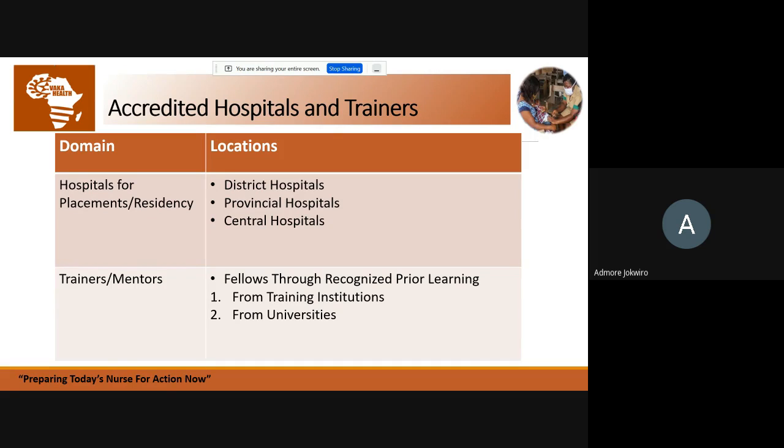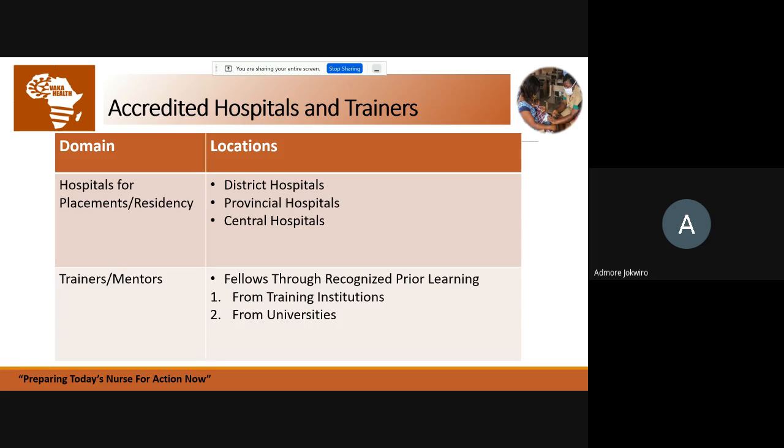You may be asking again, where are some of those accredited hospitals going to be? So some of them are going to be district hospitals, some of them are going to be provincial hospitals, some of them are going to be central hospitals. But the aim and the target is that at least 2/3 of the accredited learning facilities must be outside the capitals or urban centers. Really, this is an aim to actually improve access to learning.